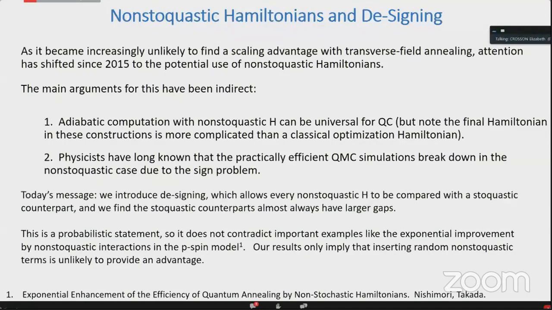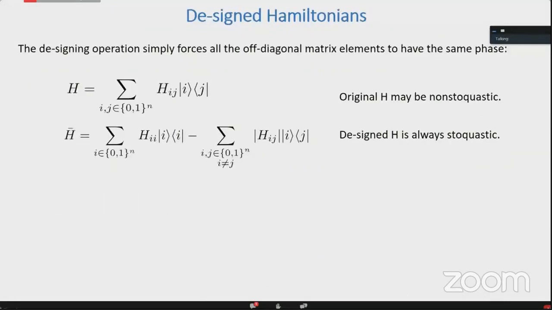So the message today is, well, we'll introduce this designing mapping, and it allows every non-stochastic Hamiltonian to be compared with a stochastic counterpart. And we find the stochastic counterparts almost always have larger gaps. But it is a probabilistic statement. So it does not contradict important existing results like the exponential improvement by non-stochastic interactions in the p-spin model. Our results really just imply that inserting random non-stochastic terms is unlikely to provide an advantage.